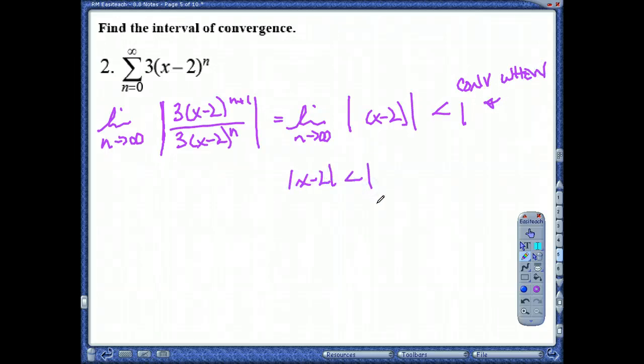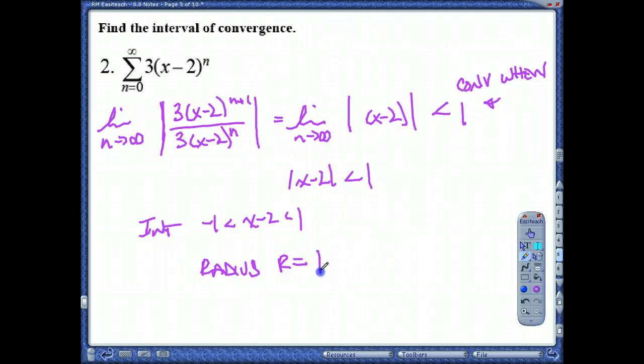Okay. So if they wanted the interval of convergence, that would be -1 less than x minus 2 less than 1, and I would solve that interval. But here they really want the radius of convergence. So that's just going to be radius is equal to 1, okay? Because you're 1 away and 1 away.